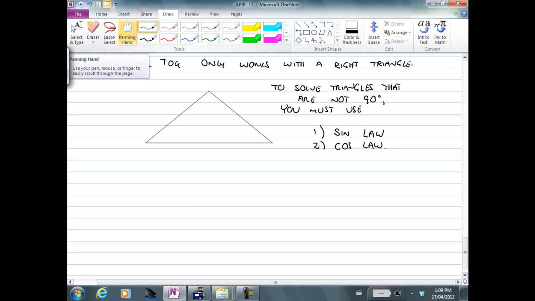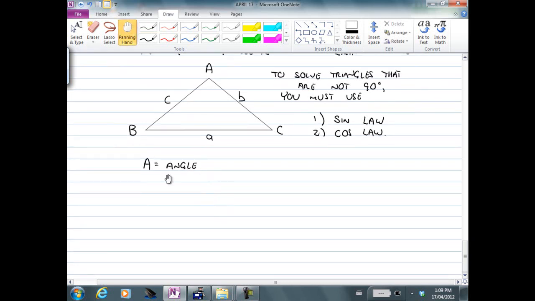So I'm going to show you the sine law. Here's how it works. We're going to write down capital A, capital B, capital C. The capital letter stands for the angle. Remember this. Opposite of big A, little a. Opposite of big B, little b. Opposite of big C, little c. All the capital letters are angles. All the little ones are side lengths. Keep it simple.